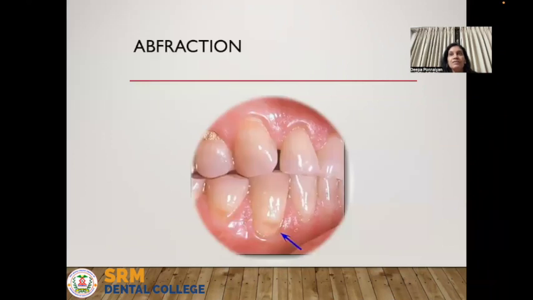Then we have something called abfraction. Abfraction is when you have occlusal forces which cause flexion and breakage of the enamel at the cervical region. So these are all the wasting diseases of the teeth.